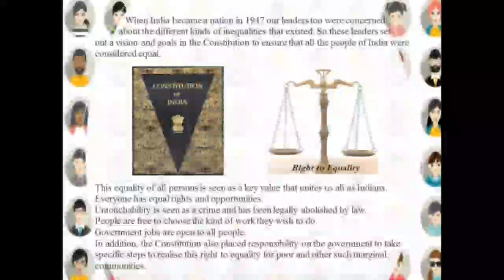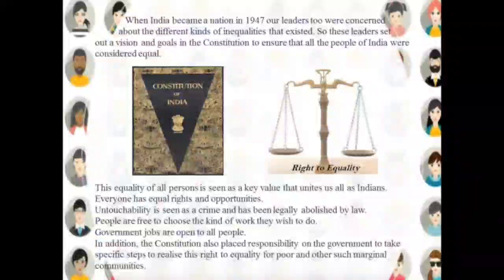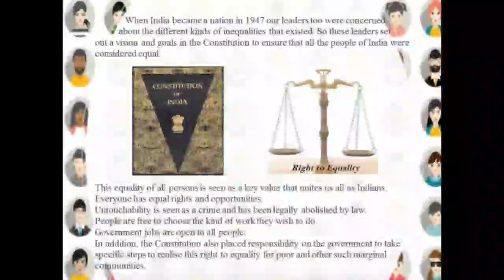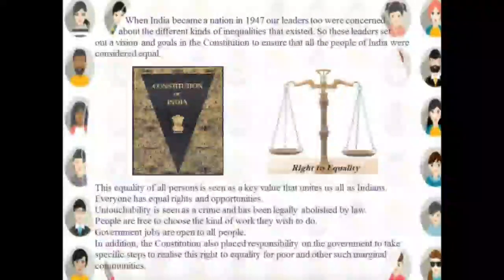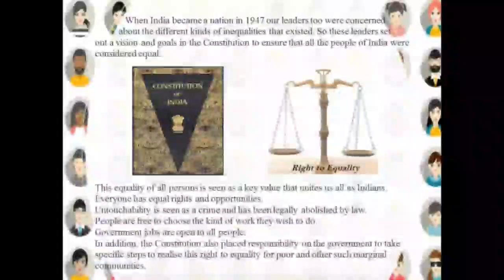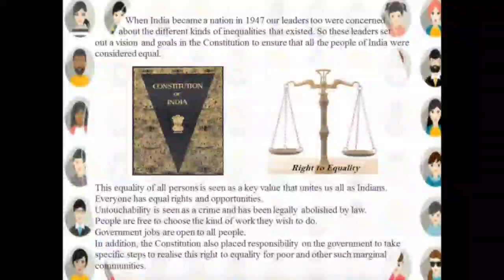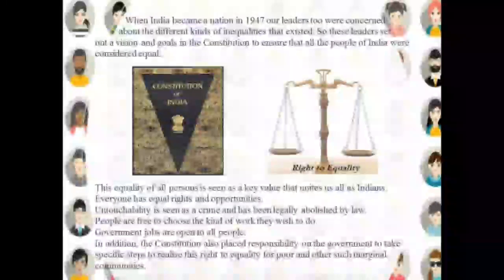When India became a nation in 1947, our leaders too were concerned about the different kinds of inequalities that existed in our country. So these leaders set out a vision and goals in the constitution to ensure that all the people of India were considered equal. This equality of all persons is seen as a key value that unites us all as Indians. Everyone has equal rights and opportunities. Untouchability today, according to the constitution, is seen as a crime and is legally abolished by law. People are free to choose the work they wish to do. Government jobs are now open to all. In addition, the constitution also placed responsibility on the government to take specific steps to realize this right to equality for poor and other marginal communities.